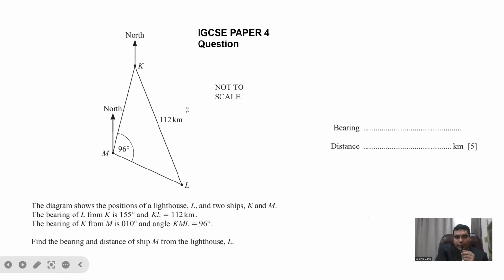K and M are two ships, and L stands for the lighthouse. So we have a diagram. These are all in the sea. The bearing of L from K is 155. We have to label that. It's not labeled on the diagram.